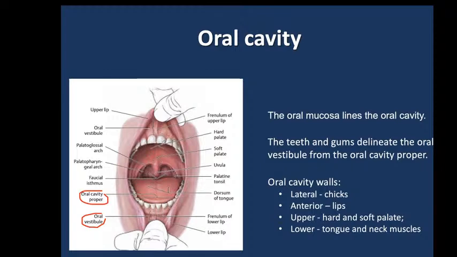Upper wall. Those are the hard and soft palate here. It is visible here. Here is the hard palate, and to the posterior part is the soft palate. And the lower wall is the tongue, and some neck muscles or muscles of the oral cavity.